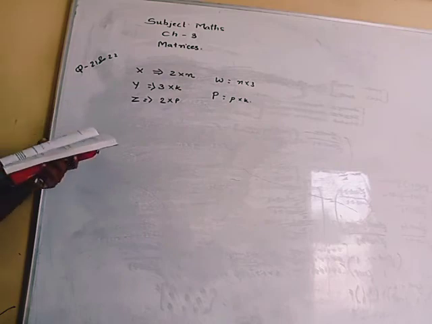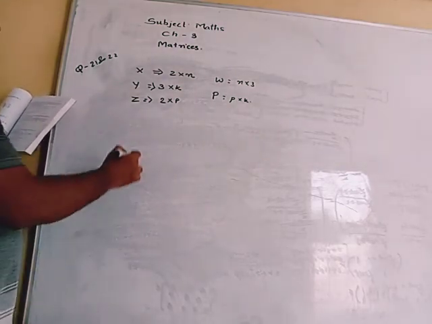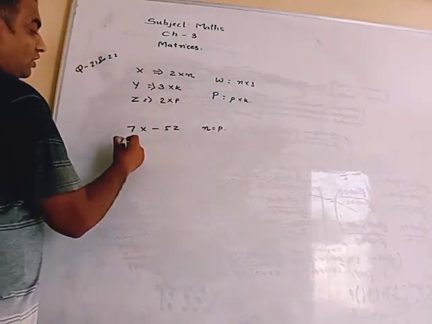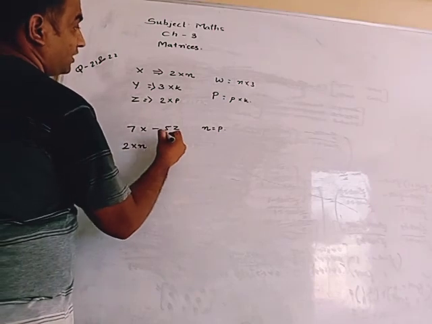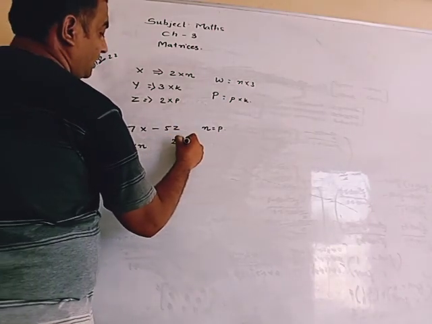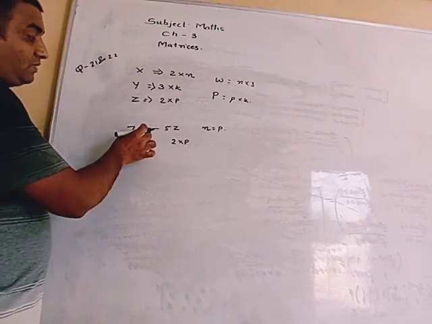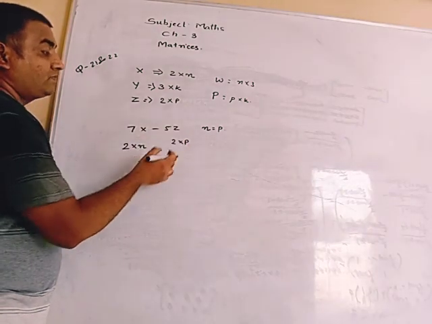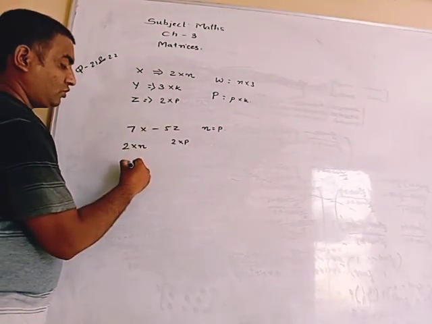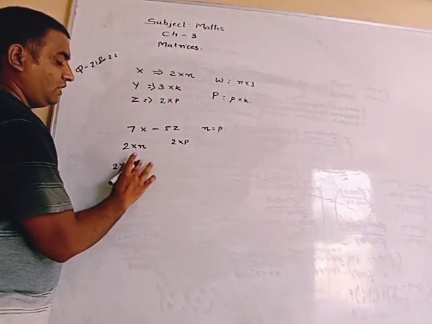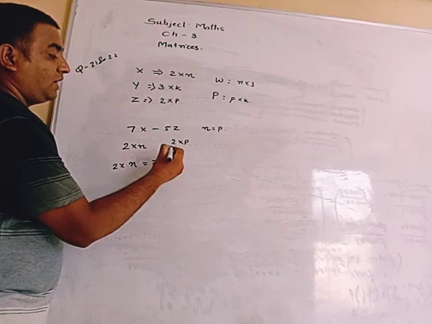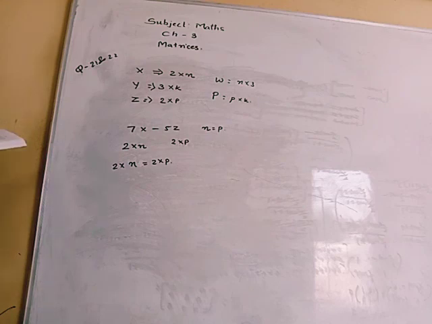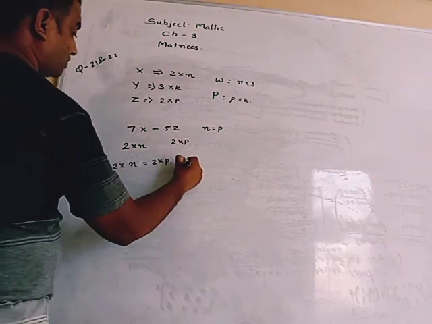Now the 22nd question: if n equals p, then what is the order of the matrix 7X minus 5Z? Now n equals p is given. X's order is 2 cross n and Z's order is 2 cross p. X and Z must have equal orders, and only then can we do addition or subtraction of matrices. So 2 cross n equals 2 cross p, and the final answer will be in this order only. So the order of 7X minus 5Z will be 2 cross n, which is option B.